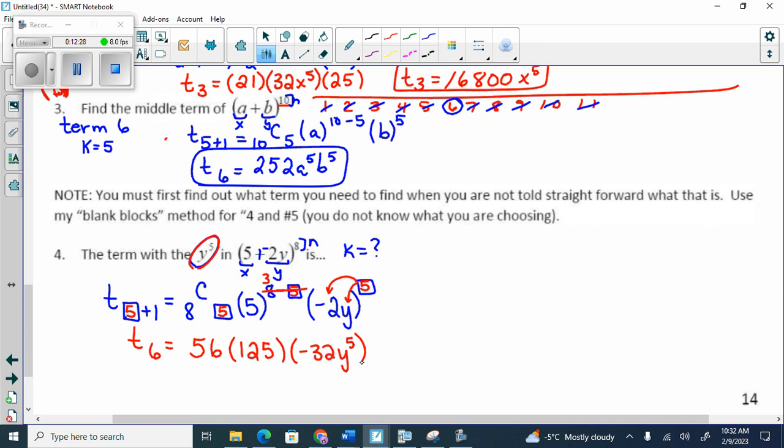Then you multiply 56, 125, and negative 32. And we get negative 224,000 y to the 5. So that is the term.